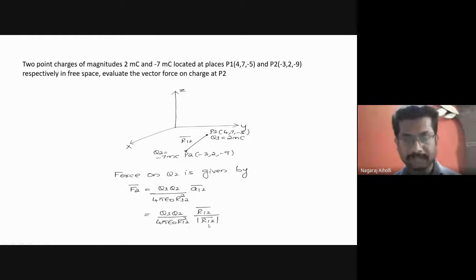Clear? So note down this formula, students. I hope you have all noted down these formulas. If you have not noted them down, just note them down quickly, the figure and the formulas.